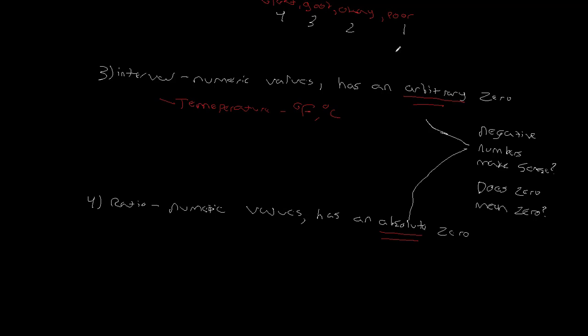And so in this case, right, the amount of money you have in your bank account would be a ratio. Right, so dollars in the bank. That's an example of ratio because 0 means 0 and negative numbers don't make sense.